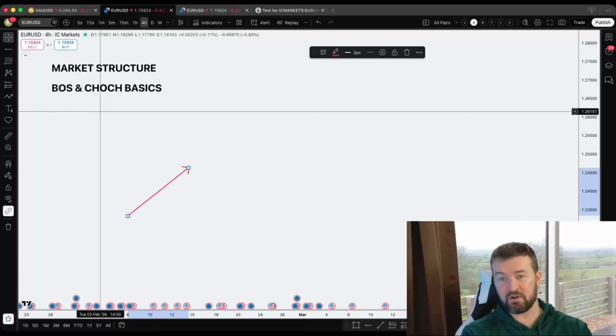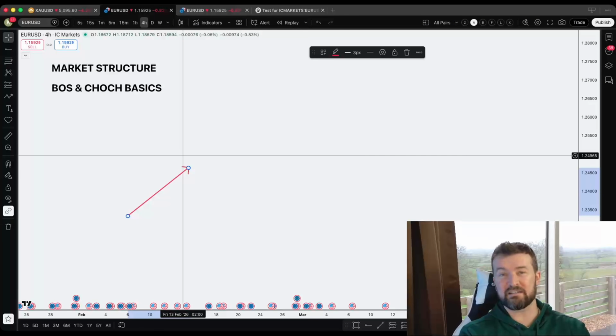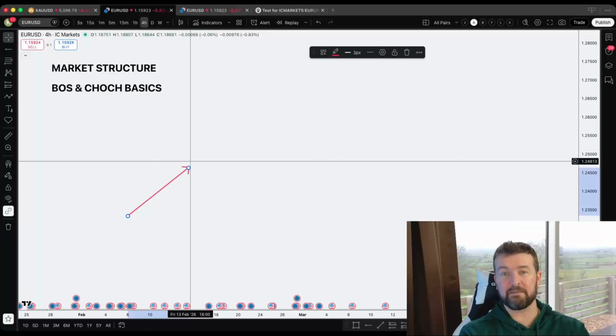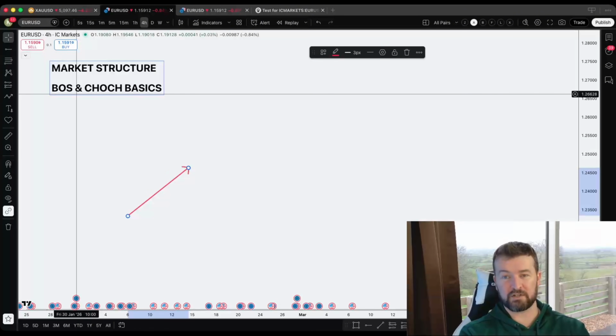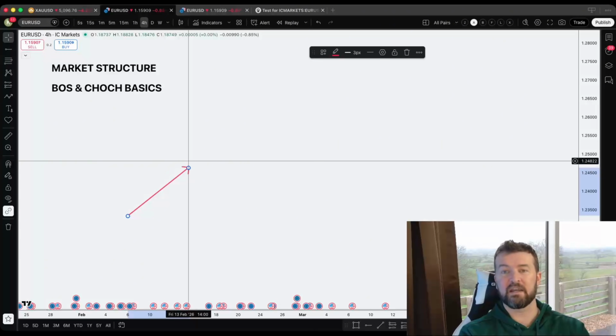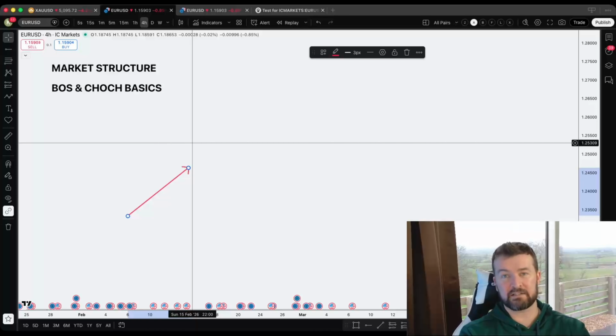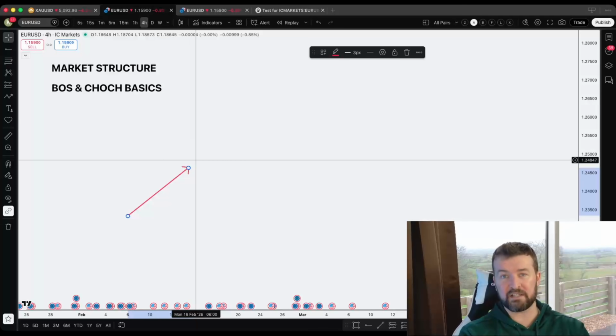There's BOS and CHoCh. We're always trying to trade in the direction of BOS, okay? BOS stands for break of structure. Going to take you through it in a second. And CHoCh stands for a change of character, which is typically when the market is looking to reverse and go in the opposite direction.